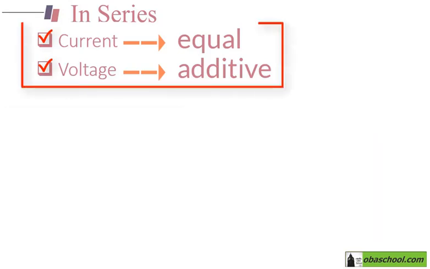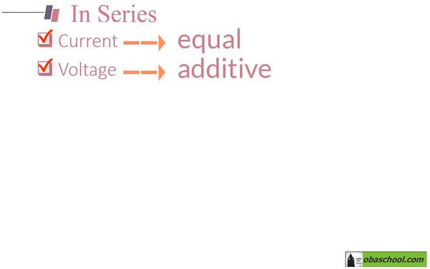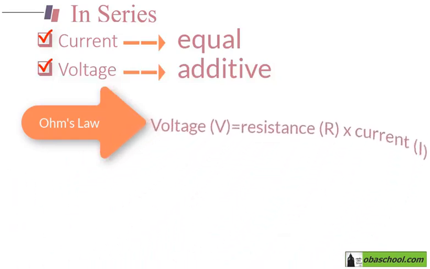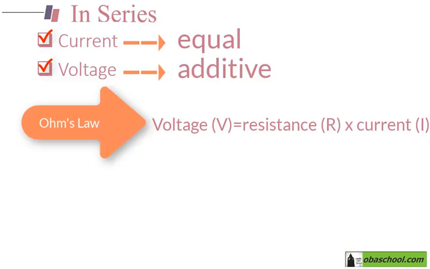So, based on these two fundamental properties, we're going to derive the equation for adding the resistance for series resistors. Recall Ohm's law. Ohm's law tells us that the voltage V is equal to the resistance multiplied by the current. V is equal to RI.